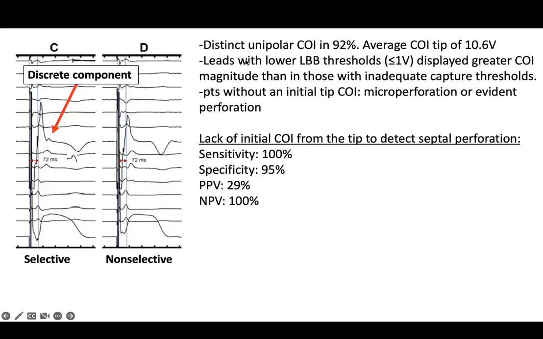So in the 212 patients that they studied, there was a distinct unipolar current of injury in 92% of them, and the average tip was about 10.6 volts. The leads with lower left bundle branch threshold, lower than 1 volt, displayed greater current of injury. So the better current of injury you have, I think the better the implant will be. In fact, even where I decide to implant my lead, I just see what the R wave looks like in that current of injury. And if it looks good, it's probably good tissue. It's probably not scarred tissue.